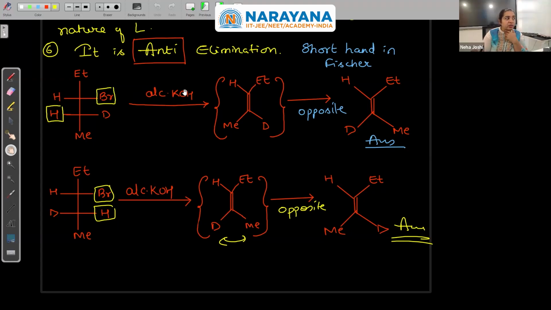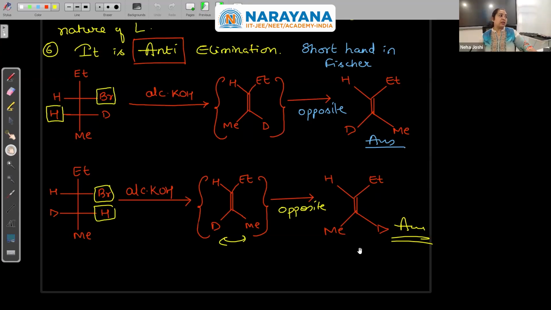So your shorthand is: you remove them, write whatever you are getting, H and D the same way, and then reverse for your answer. What is the reverse? H and Me were on the same side, so I just interchange Me and D. Now H and Me are on opposite sides, so the answer is this. As I said, whether they are on the same side of the vertical line or opposite doesn't matter, because this is not the actual 3D structure. So here also you have to do the same thing: interchange and give the answer.